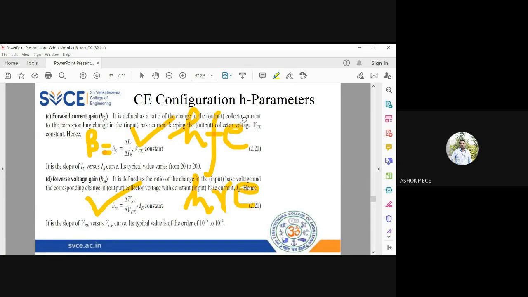In common base, two values were not satisfied. What are the two values not satisfied in common base configuration for an amplifier? Input impedance was very poor and the current gain was not there. But here you see input impedance is very high, good for me. Current gain is also very high, good for me. Voltage gain is very high, good for me.